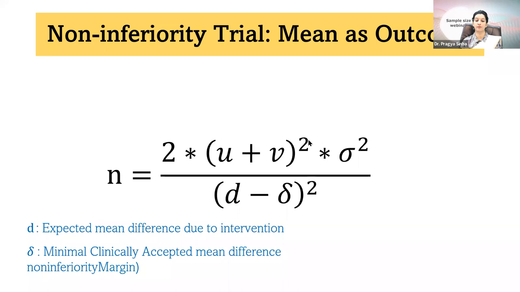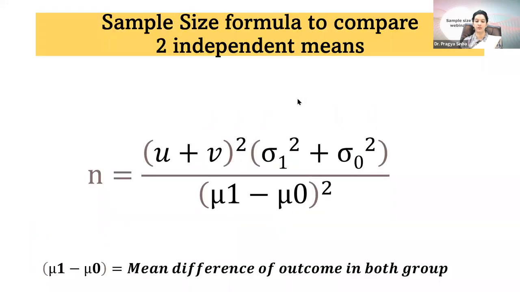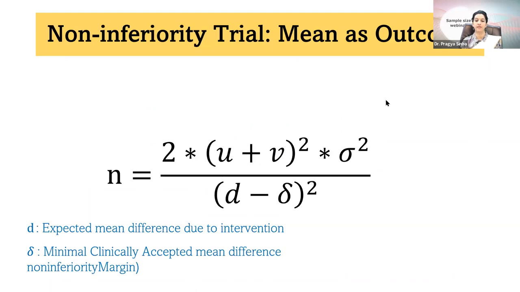This is in the case of a mean. So if you closely see these two formulas, in this case also this is the sample size in each arm, whereas in this case you will see that we have squared this, and in the denominator we have something known as this delta, which is the clinically accepted mean difference. We will see the application of this formula when we calculate the sample size.